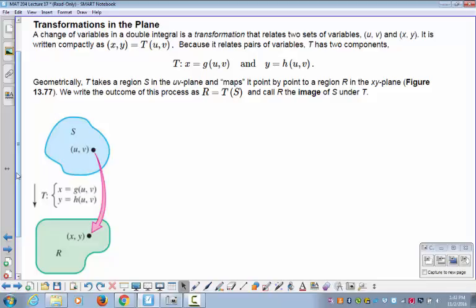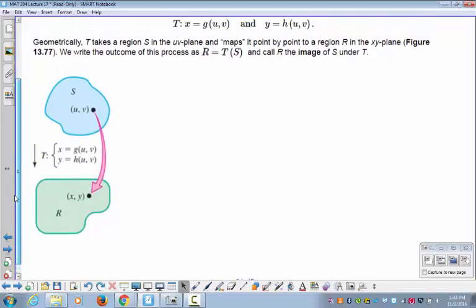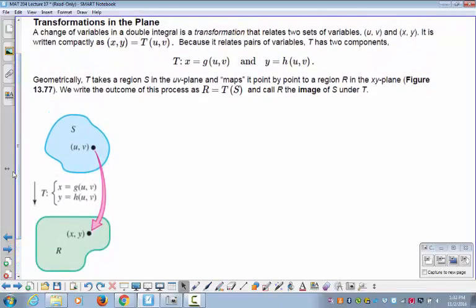So we're going to take a point in S, a UV point, plug it into these functions, and that's going to correspond to an XY point. For the change of variables theorem to work, what we're trying to do is build a one-to-one function from S to R in this case. We're trying to match one point here to one point there. When I say one-to-one, I mean on the inside of S. So the points interior to S need to map in a one-to-one way to the points interior to R. Boundaries are a little different. Boundaries don't always have to be one-to-one. But what's inside S has to match what's inside R.